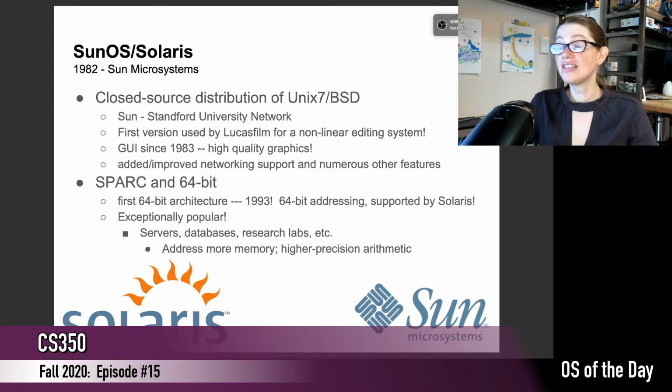So 64 bits was actually brought out by Sun. If you have a 64-bit CPU, you can really thank Sun for being first to market with one. And as a result, Sun hardware and Sun software became exceptionally popular because they were the first with 64-bit addressing. So servers, databases, research labs, pretty much everybody had Sun hardware, and as a result, everybody was running Solaris as an operating system.